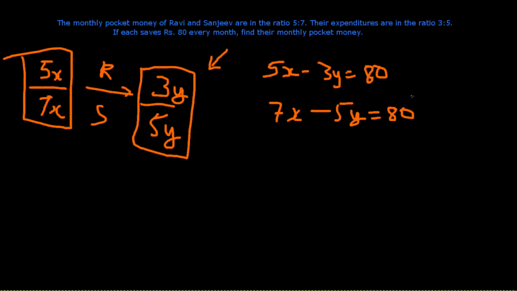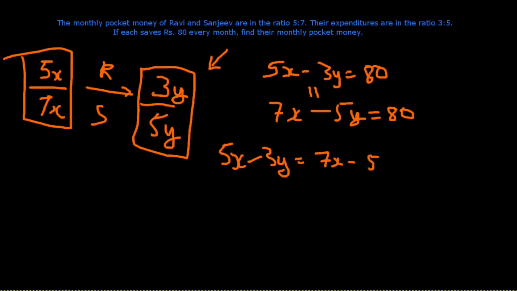Now, there are many ways to do this sum, but I'm just going to go through the way that I did it. Now here you have two linear equations, you have two variables, you can solve this pretty easily. But I think the better way to do it would be like this. You know that both of these are equal to 80, which means that this is equal to this. Just write that down. 5x minus 3y is equal to 7x minus 5y.